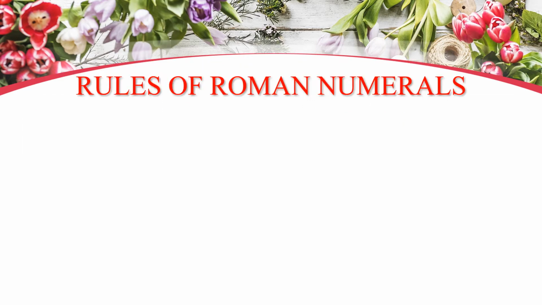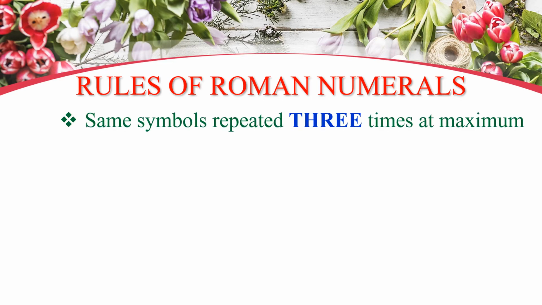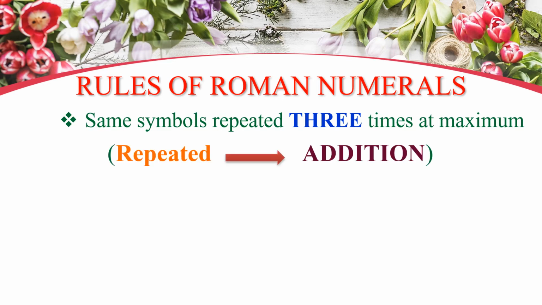Rules of using these Roman numerals. There are 2 main rules to use while writing the Roman numerals. The first rule: the same symbol can be repeated 3 times at maximum. That is, we cannot repeat a symbol more than 3 times. If the symbol is repeated, we need to perform the addition operation. Let us have an example. I. The value of I is equal to 1. Therefore, 1 plus 1 is equal to 2.